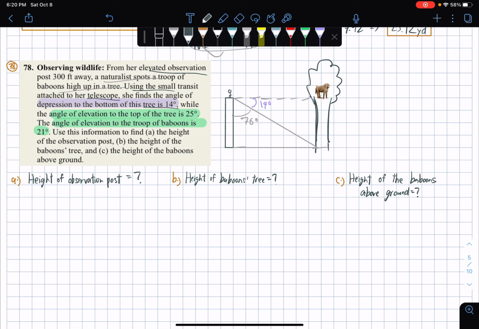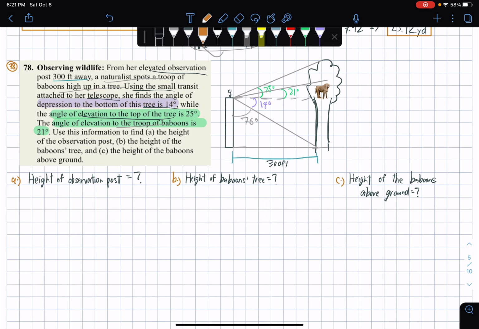Okay. While the angle of elevation to the top of the tree is 25 degrees. The very top of the tree is located here. So this is 25 degrees. And the angle of elevation to the top of this particular baboon in the troop is 21 degrees. So, based on this information, by the way, the line of orientation, which is here, is also equal to this distance over here, which is 300 feet.